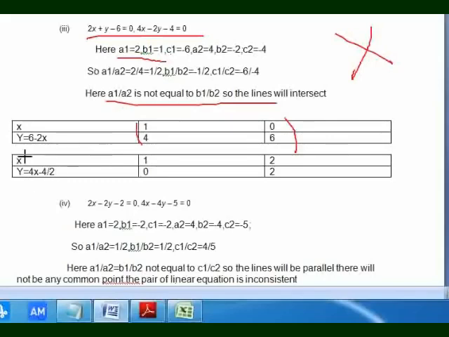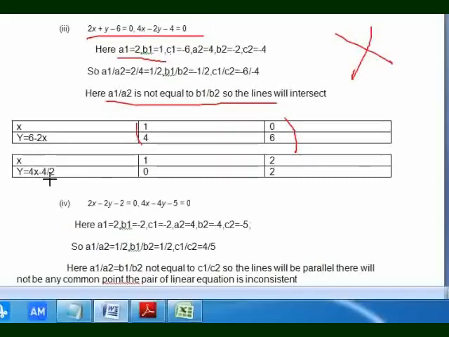For the second equation, first we are shifting the values 4x and 4 to the right hand side, and then divide the value by 2. Okay, so we first try to find out the value of y in terms of x. So y will be 4x minus 4 by 2.